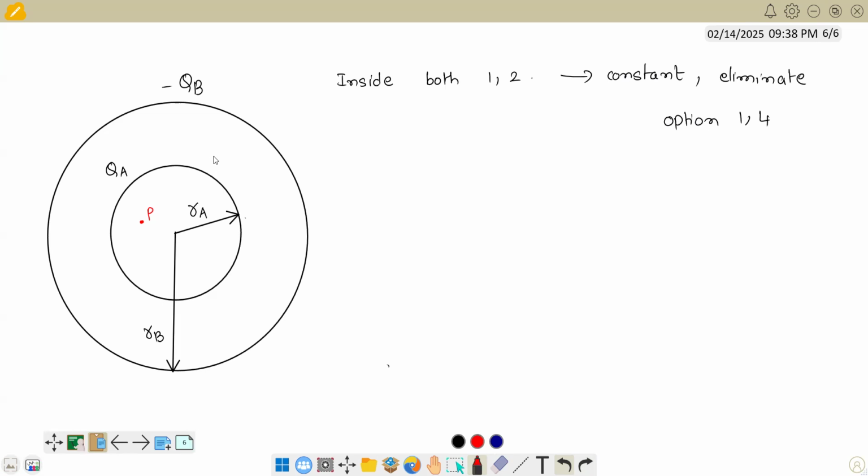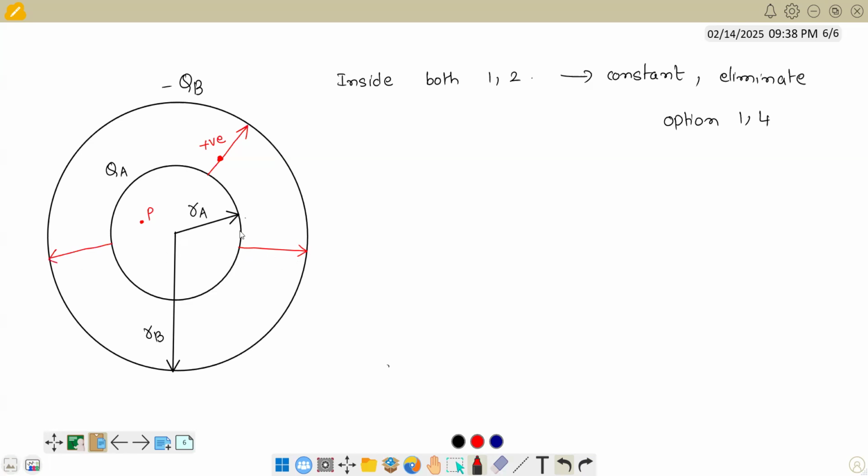Now imagine a positive charge here. What will this QA do? QA would try to repel this positive charge. What will this minus QB do? Minus QB would try to attract this positive charge. So this QA will try to repel this positive charge because positive gets repelled. If I try to draw the electric field lines, they would be in this direction, because the field lines flow from positive charge to negative charge. So this will be the direction of the field lines.